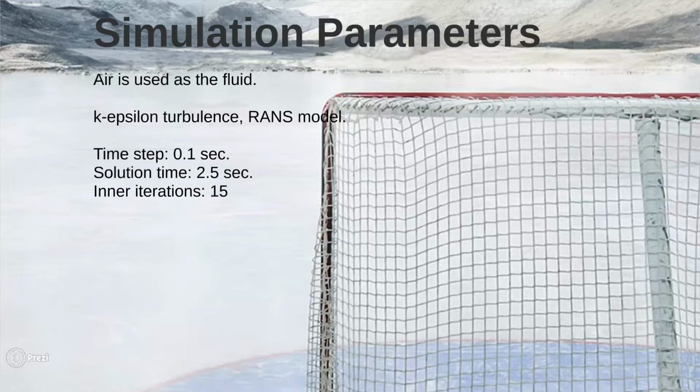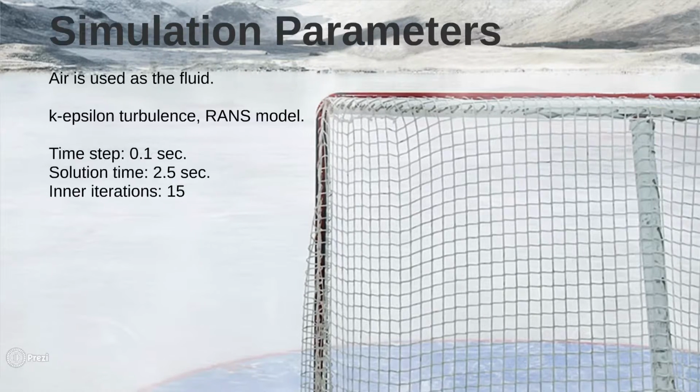Looking further, the simulation parameters are: air was used as the fluid, and a K-epsilon turbulence model and RANS models were used, with a time step of 0.1 seconds and a solution time for the final solution at 2.5 seconds. The inner iteration count was 15 for each time step.